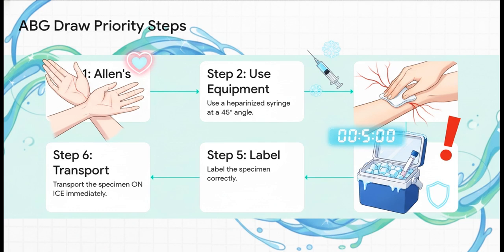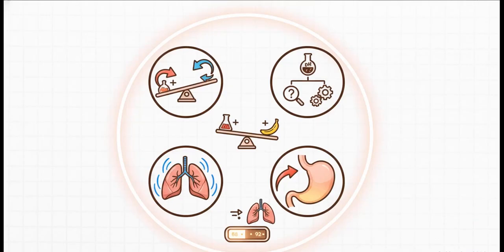But what is the absolute number one highest priority nursing action after you get the sample? It's applying firm pressure to that artery for at least 5 minutes to prevent a hematoma. That's the safety answer the NCLEX is looking for. We have covered so much ground. So here is your rapid-fire, last-minute NCLEX cheat sheet.